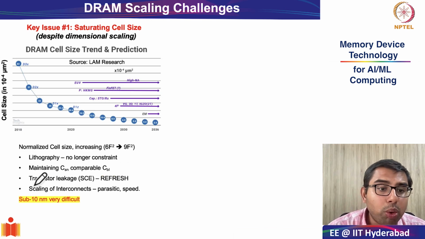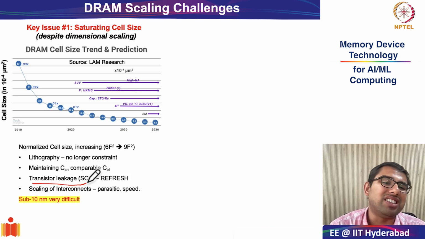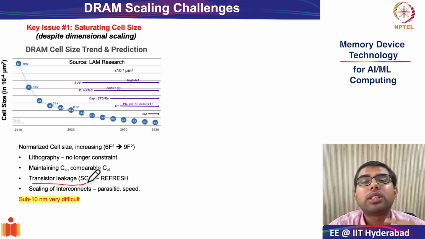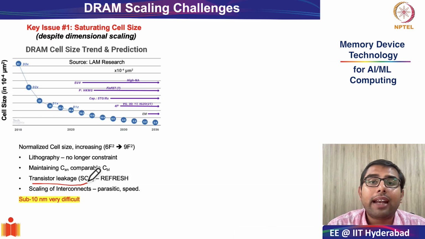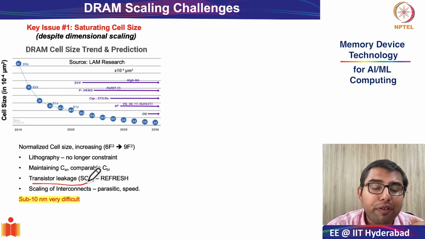The next issue is trying to manage the leakage in the access transistor. That happens because when you scale down transistors, you suffer from short channel effects. And if you cannot manage leakage in the access transistor, the refresh rate will keep increasing, because charge will leak out much quicker.